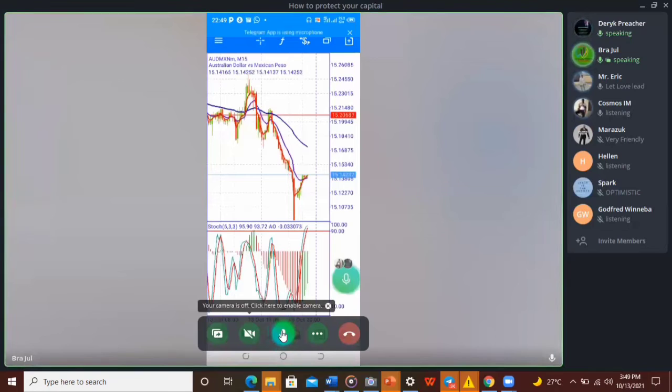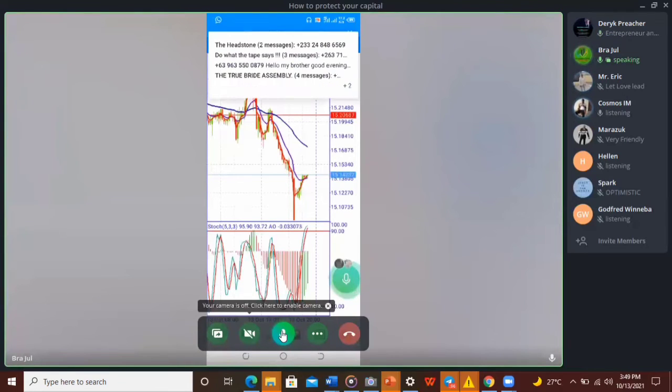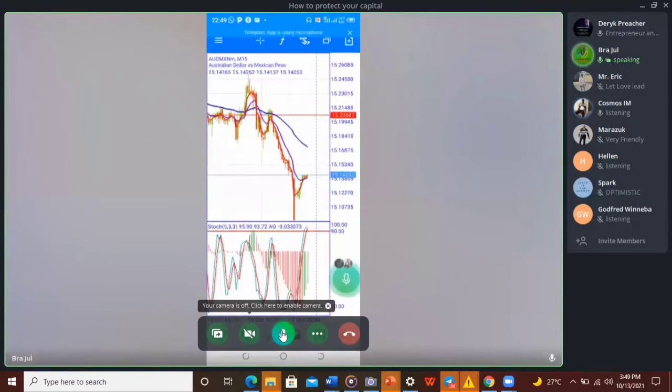When you look at the price right now, 15.1425 and then 15.2068. What is the spread? What's the difference between the two? How many pips can you spot there? You are only looking at the difference between the two prices: 15.2074, which is the red line, and 15.1424.